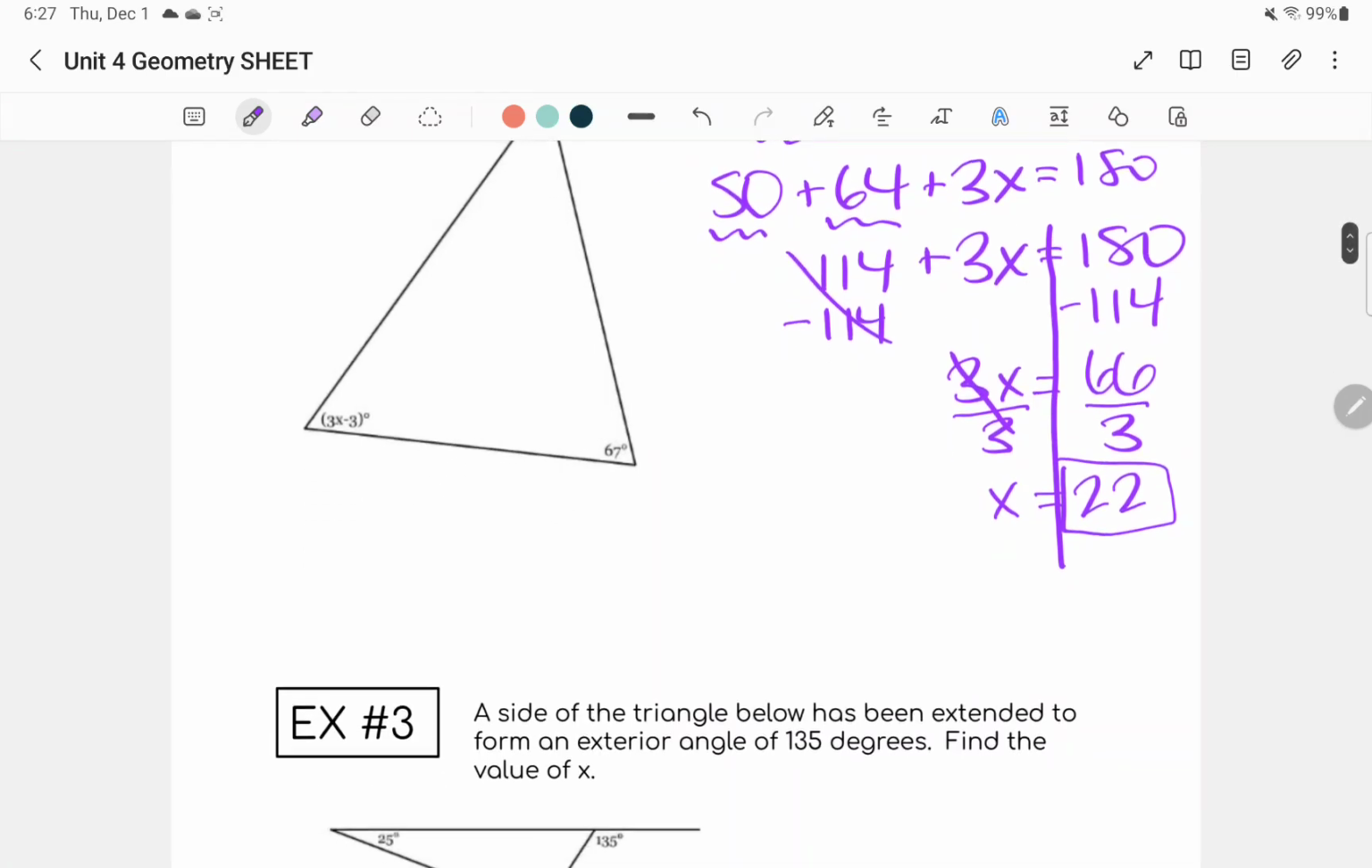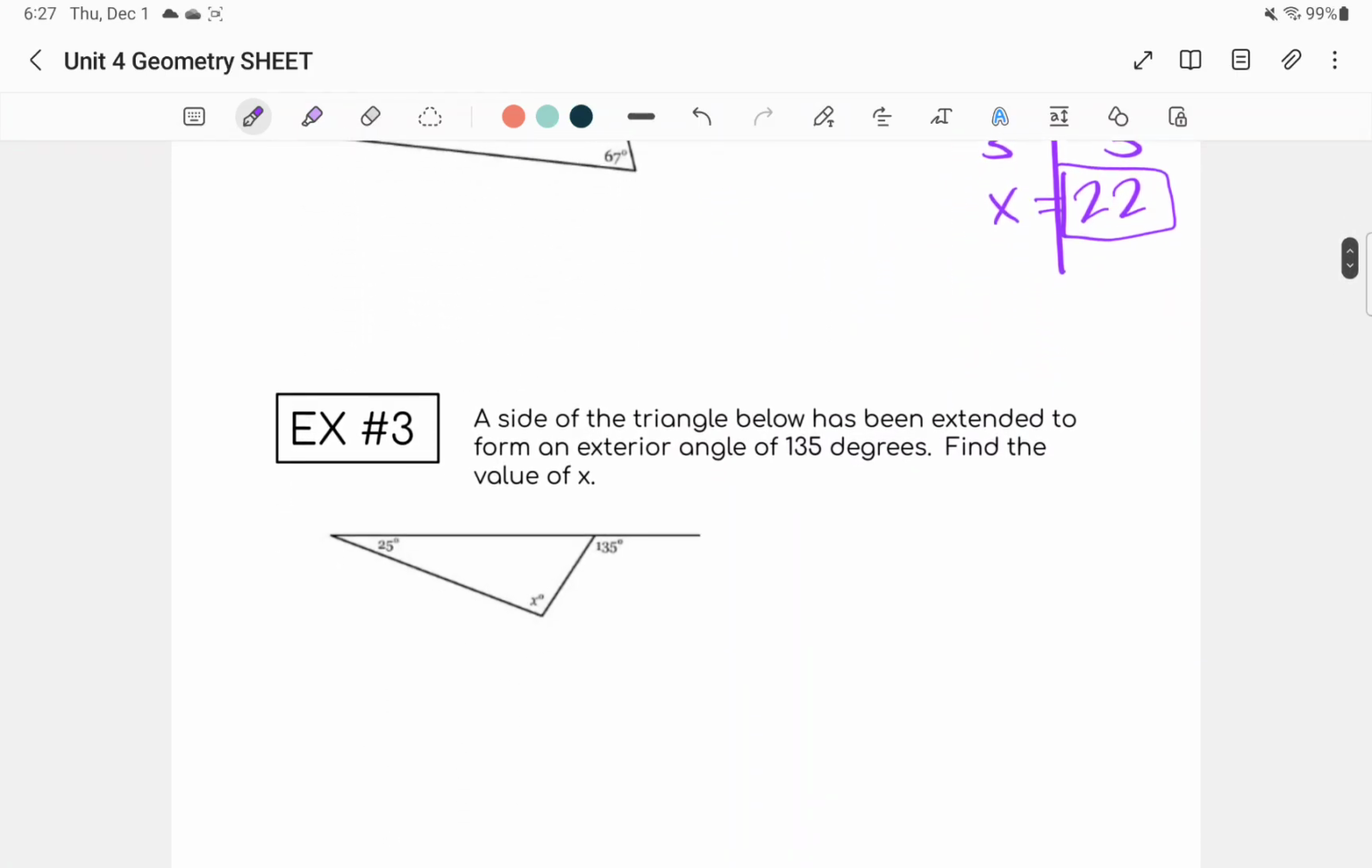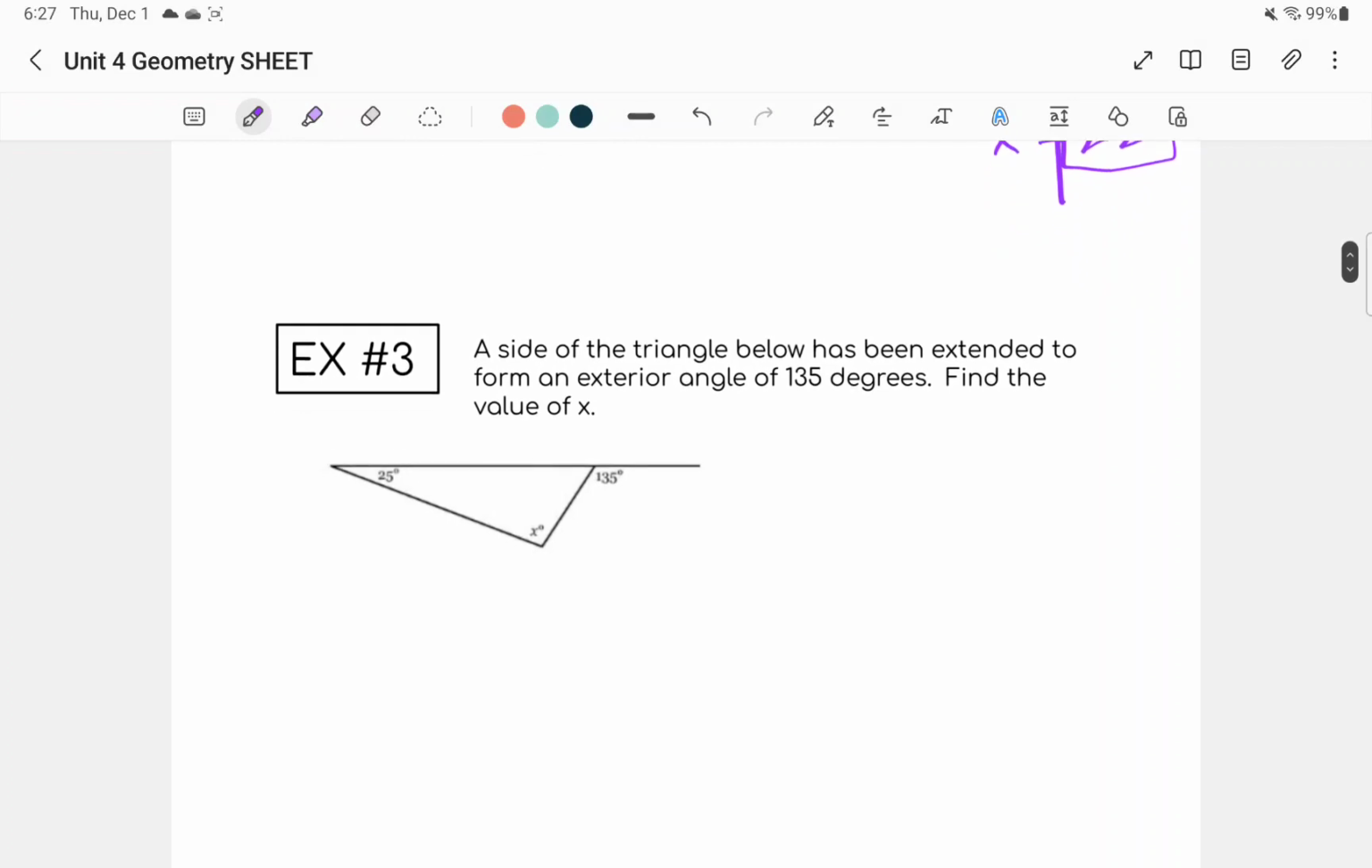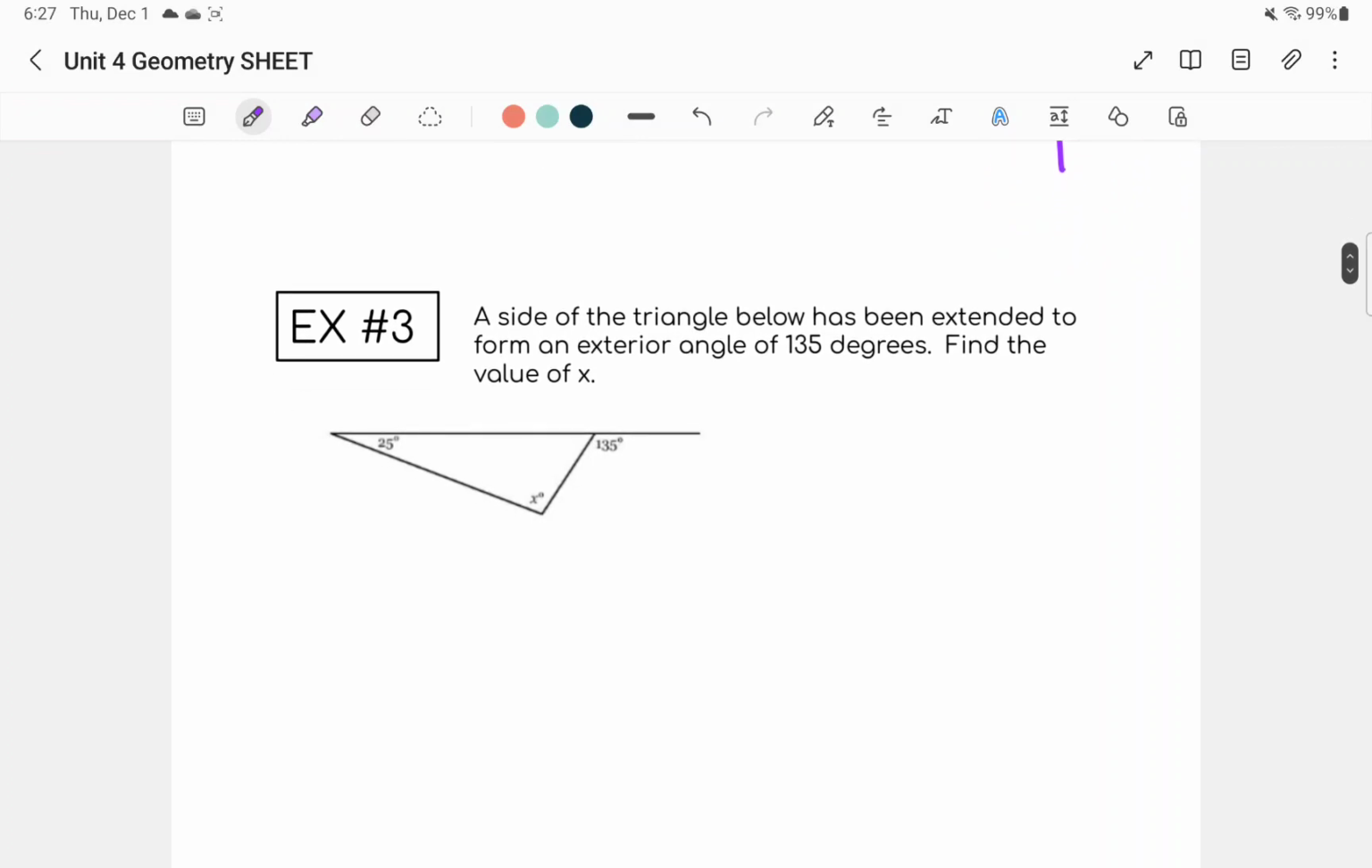All right, my last example is the side of the triangle below has been extended to form an exterior angle of 135 degrees. Find the value of x. So again, my Exterior Angle Theorem says that my exterior angle, which is in this case 135, because it is on the outside, is equal to the sum of the two non-adjacent angles. The two non-adjacent would be the ones that are not next to it. So it'd be this one and this one.